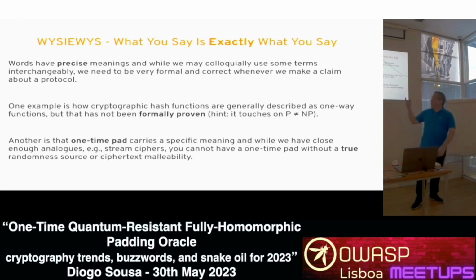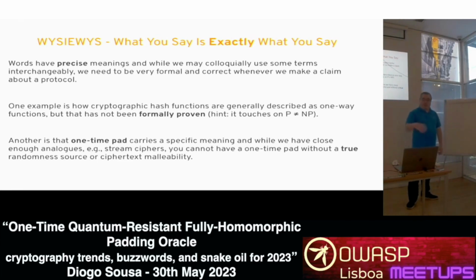Okay? So one example that I use is how cryptographic hash functions are generally described as being one-way functions. This, however, is not formally true. A hint to that is that basically, if P equals NP, then one-way functions are not possible to exist. Since this is still an open question, we actually don't know if cryptographic hash functions are one-way. Okay, so that's the formal definition. But when you are explaining, oh, this is a cryptographic hash, you're generally going to say, oh, this is a one-way function, and people just go with it because, well, it's casual.